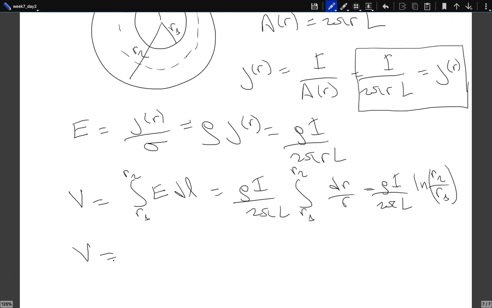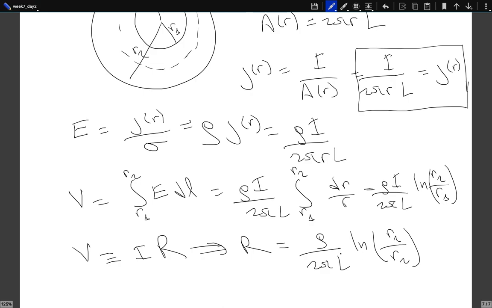Well, V, by definition, is I times R. So this tells me that the resistance is rho over 2 pi L times the logarithm of r2 over r1.